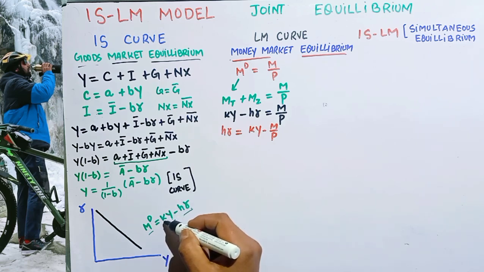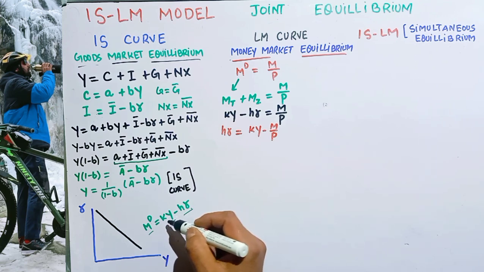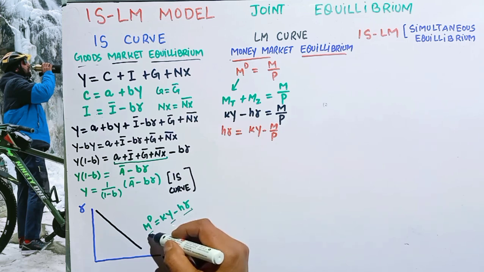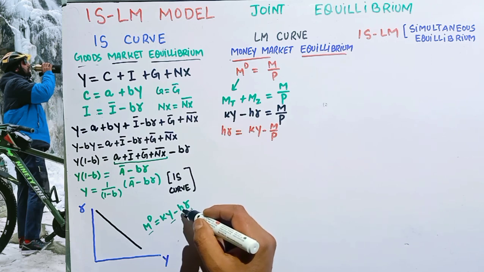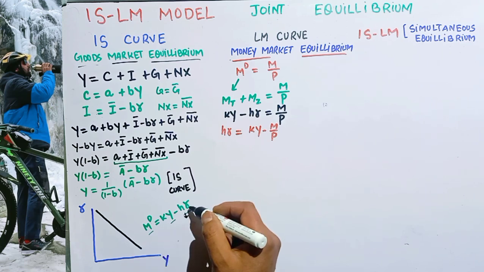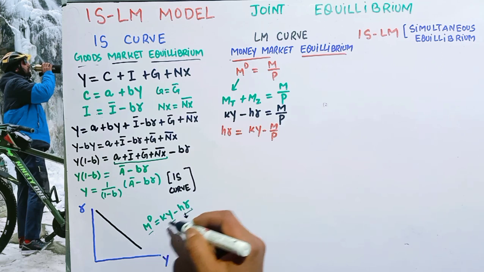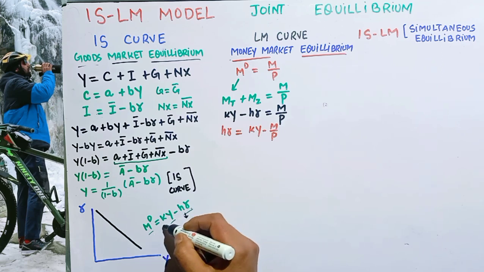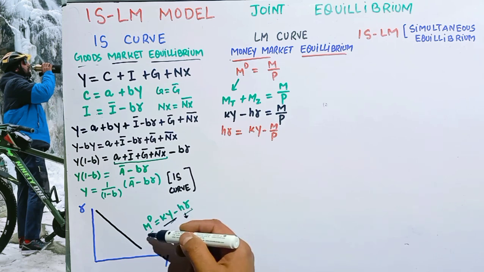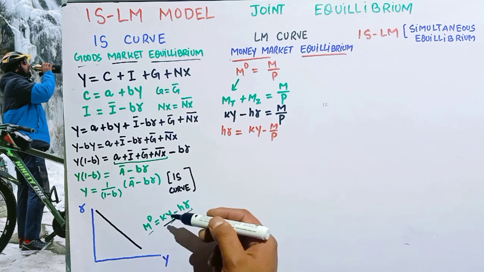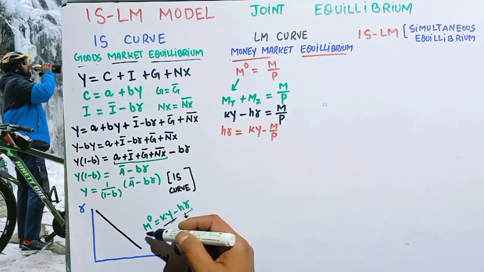Let me explain it further here. The coefficient of K in KY shows us how much demand for money increases when income increases, because there is a positive relationship. And the coefficient of R, which is H, shows us how much demand for money decreases when the interest rate increases. So there is a positive relationship between level of income and demand for money, and a negative relationship between the level of interest rate and demand for money.